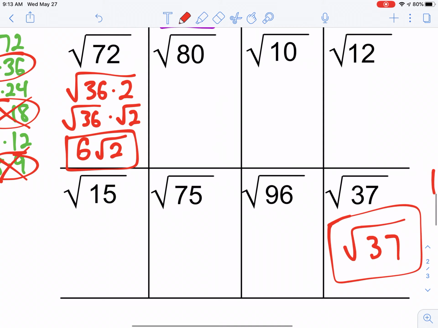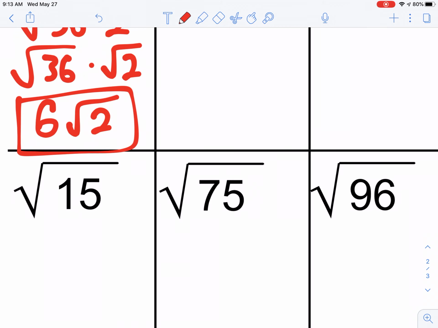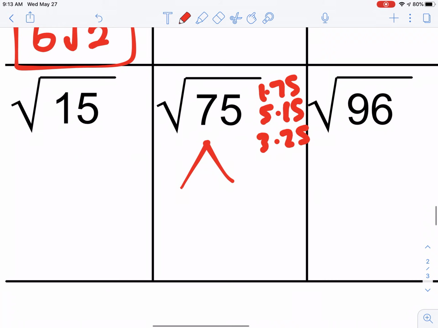Let's do one more together. 75. I'm just picking randomly. 75 is really just 1 times 75, 5 times 15, and 3 times 25. The only one that's a perfect square in that list is 25. So 25 times 3 is 75.